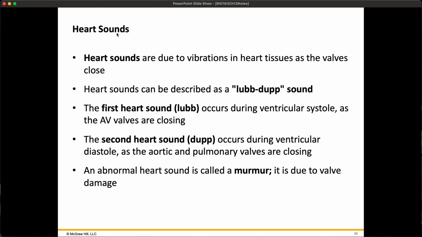There are also heart sounds. When you go to the doctor, they listen to your heart and your lungs, and those sounds can help them in diagnosing certain things. Heart sounds are lub-dub sounds. The first heart sound is ventricular systole, the AV valves closing as the ventricles contract. They push blood out through the semilunar valves, and the AV valves close up, so that's the lub. The second sound, the dub, is the ventricular diastole, the aortic and pulmonary valves closing back up because they're pretty high pressure too. So lub, dub, lub, dub. Any abnormal sound we call a murmur, usually due to valve damage of some kind.